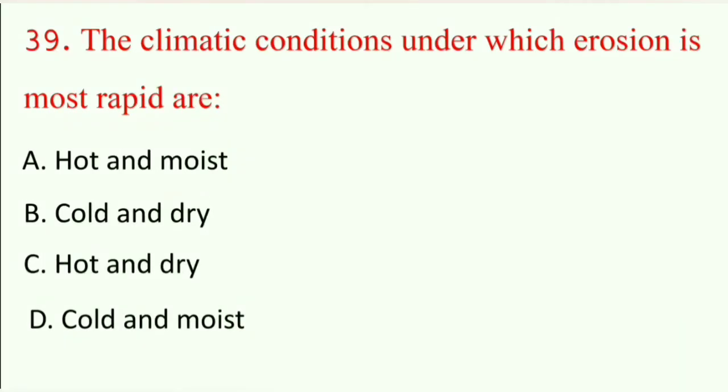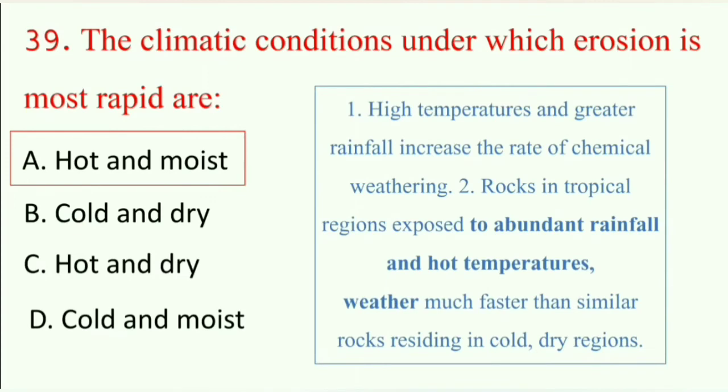The climatic conditions under which erosion is most rapid are, answer, hot and moist. Because high temperatures and greater rainfall increase the rate of chemical weathering, and second, rocks in tropical regions exposed to abundant rainfall and hot temperatures weather much faster than similar rocks residing in cold and dry regions.